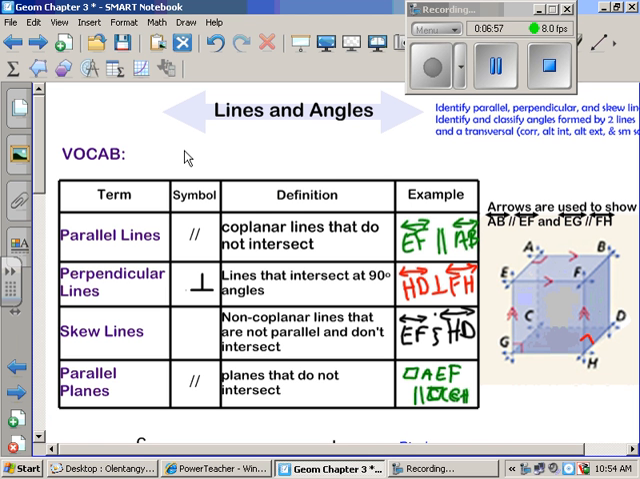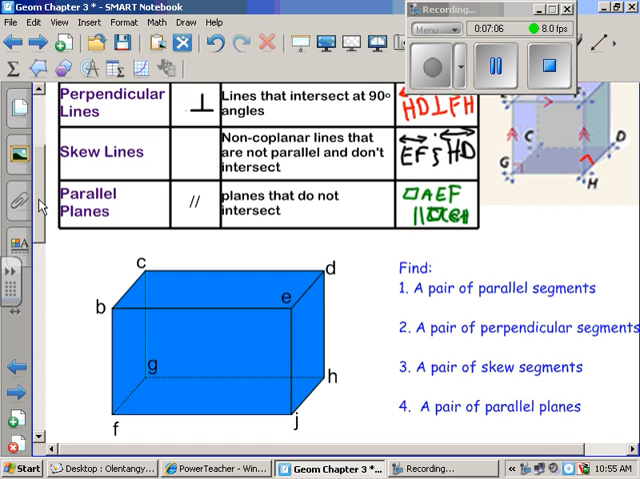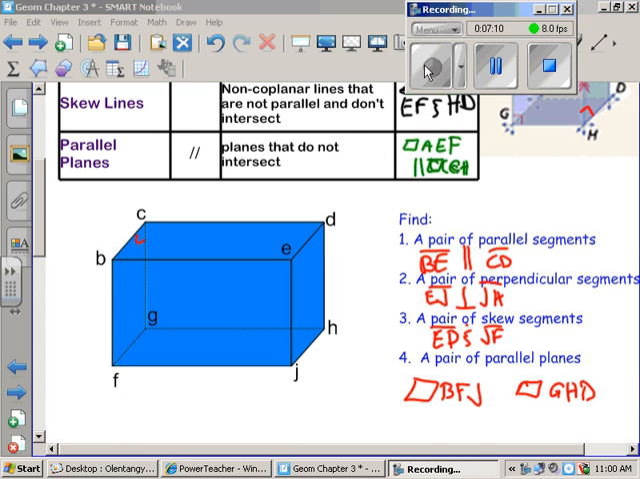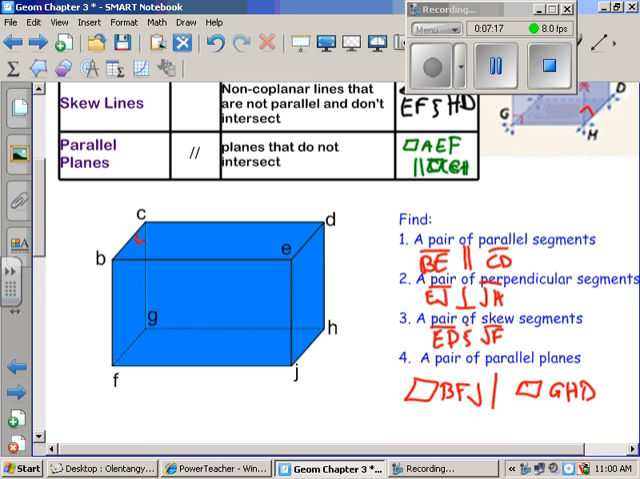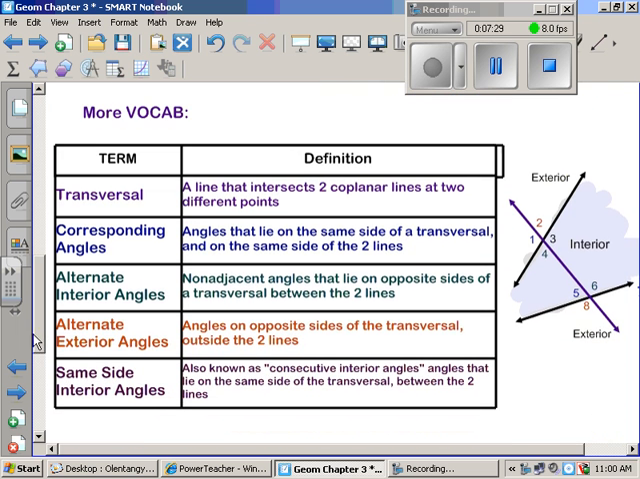Okay, so that's parallel, perpendicular, and skew. Let's take a second and just practice. Can you name parallel, perpendicular, and skew? Parallel? Yeah, the 2 vertical lines. Good. Good. Okay, we good with parallel, perpendicular, and skew? Feel like you got those? Yeah. Okay, so we are going to move on to some angles.